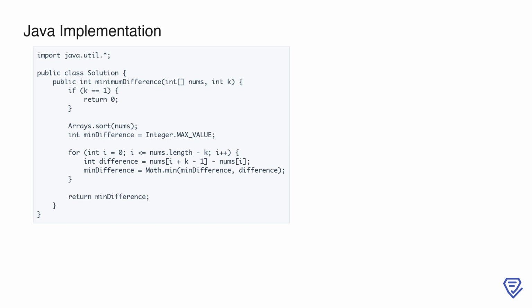This is the Java implementation of LeetCode problem number 1984, Minimum Difference Between Highest and Lowest of K Scores. The logic mirrors the provided Python solution. The input array is sorted, and the minimum difference is computed by iterating over the sorted subarrays of size k. Key differences include explicit type declarations in Java, the use of Arrays.sort for sorting, and managing integer-specific operations like Integer.MAX_VALUE.